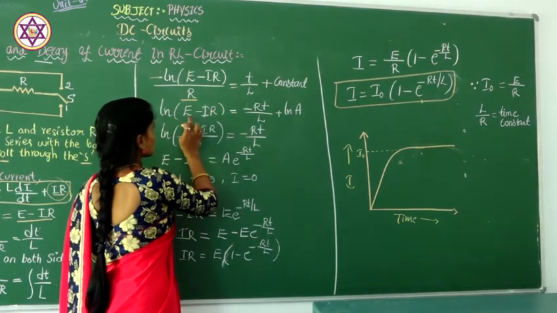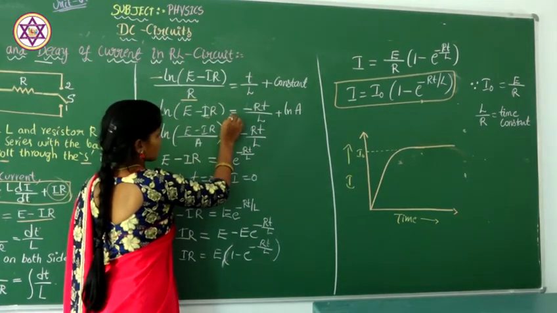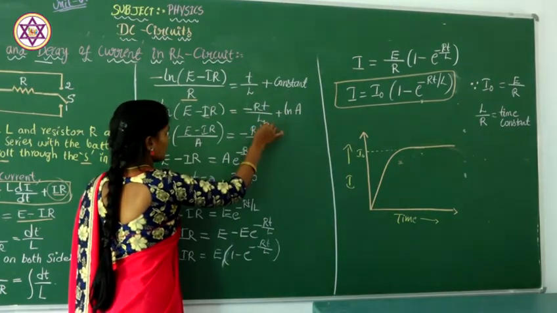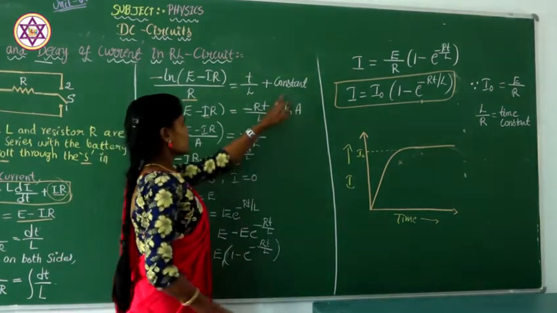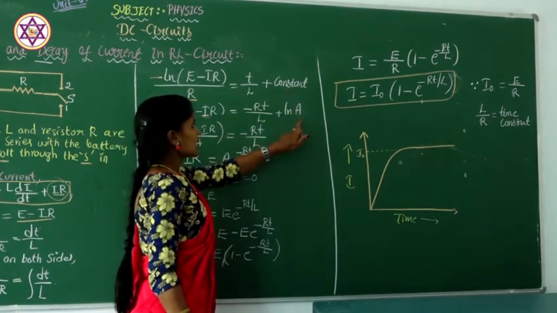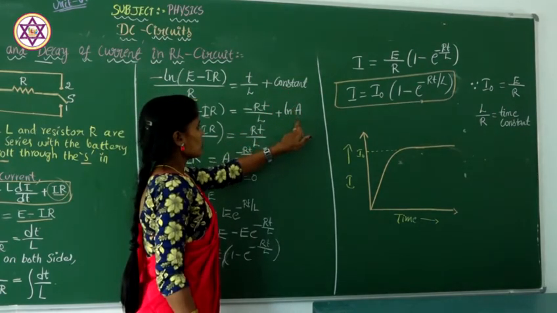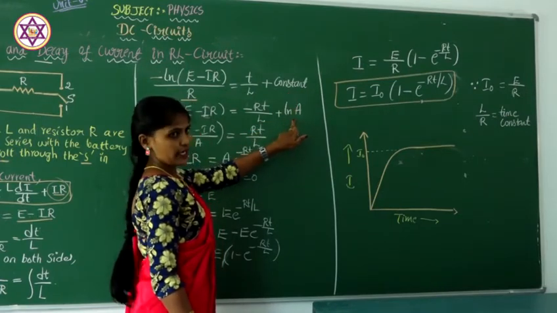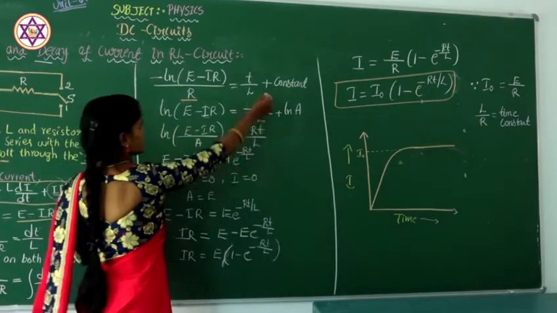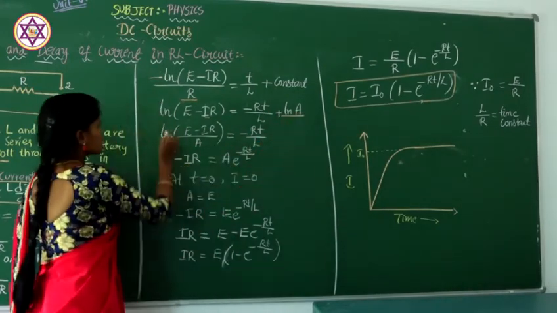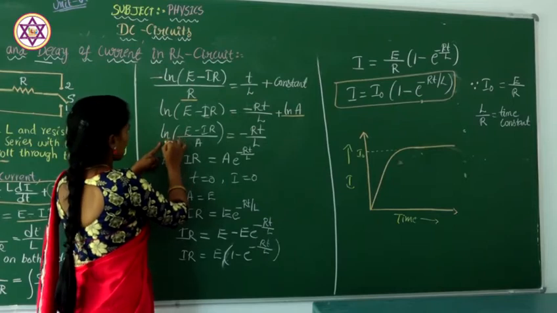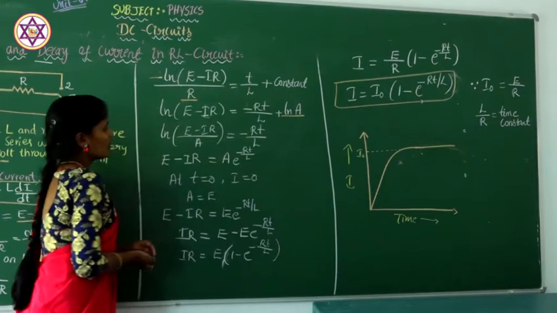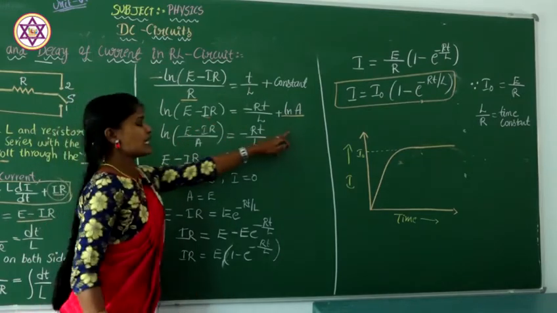So, ln of (E minus IR) is equal to minus RT by L, plus a constant, which we can write as ln A. Here A is the amplitude. So the constant term we write as ln A. Then the next term, ln of (E minus IR): take it to one side, ln of (E minus IR) and ln of A.